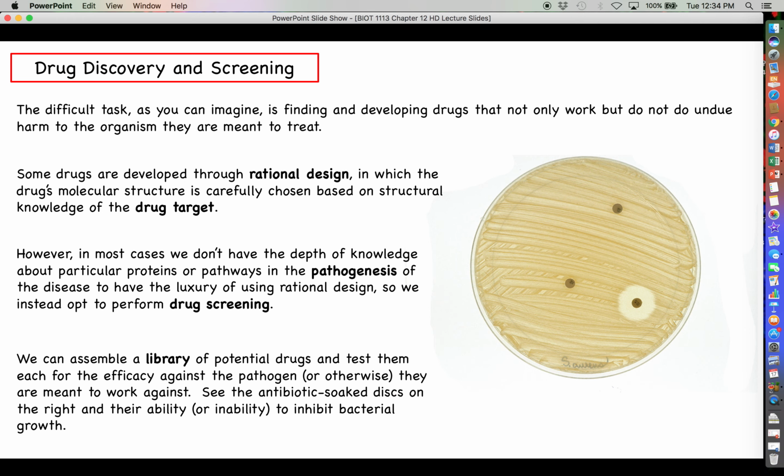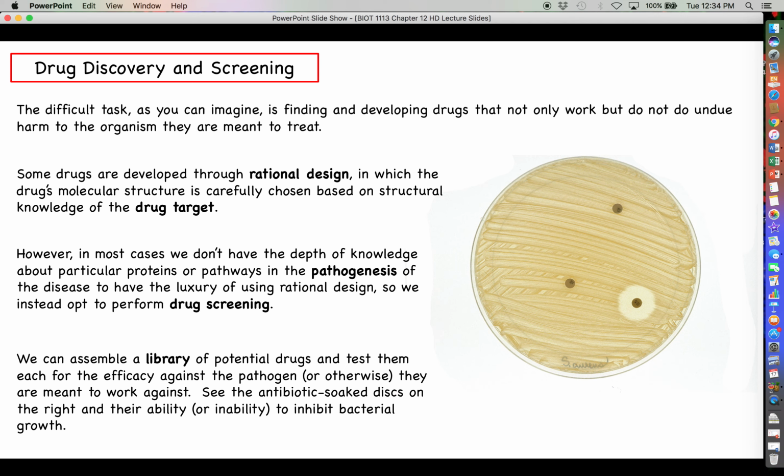So what we do is that we assemble a library of potential drugs, maybe hundreds or thousands of potential drugs. We don't know if they're going to work, we don't know if they're not going to work, but we're going to try them all. So in order to do something like this, you need a way of doing high throughput screening, which we'll define high throughput here in just a minute. So if we assemble a library of potential drugs, we can test them all for efficacy against the pathogen or disease causer in question. We've talked about this sort of thing before.